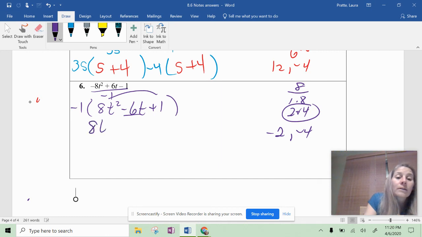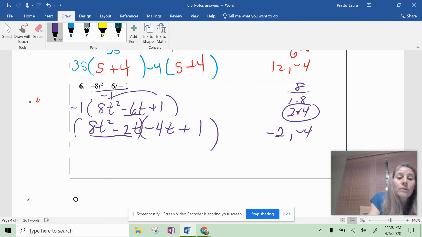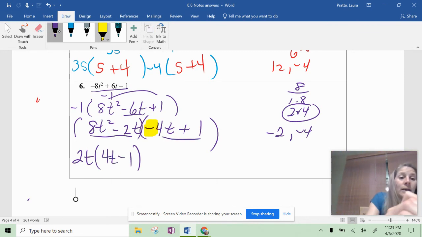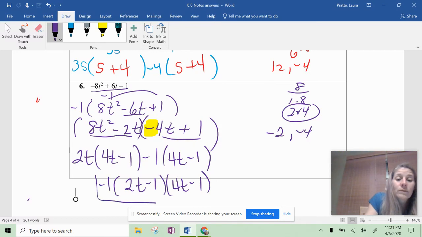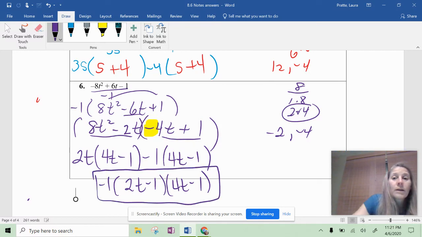So now we have 8t squared minus 2t minus 4t plus 1. GCF. On the first two, I can take out a 2t, and then I'm left with 4t minus 1. On the second half, I have to take out a negative, but that's all I can take out. So it's negative 1, and then I'm left with positive 4t minus 1. So 2t minus 1, 4t minus 1, and the negative 1 goes out front. All right, and that's it.